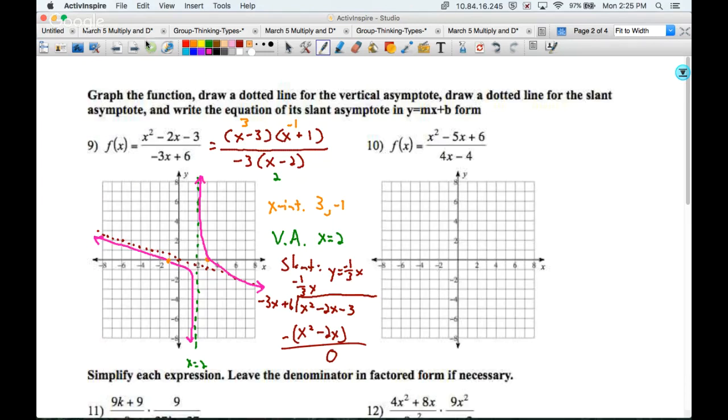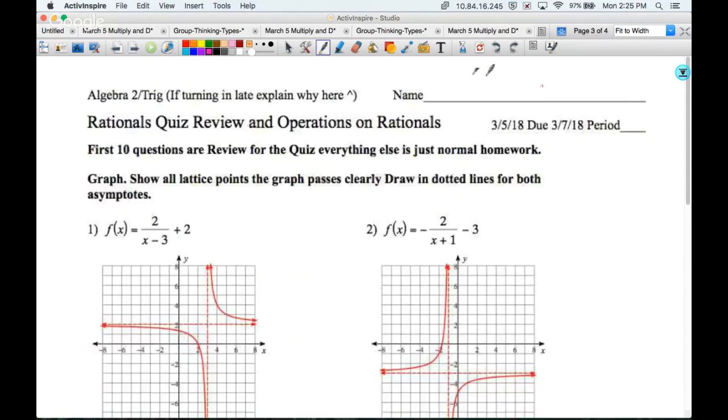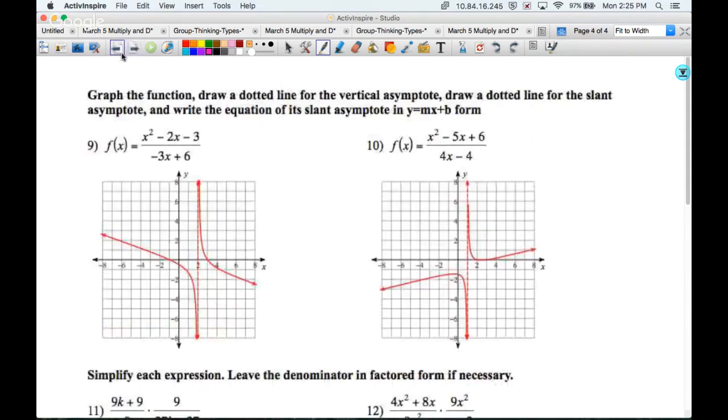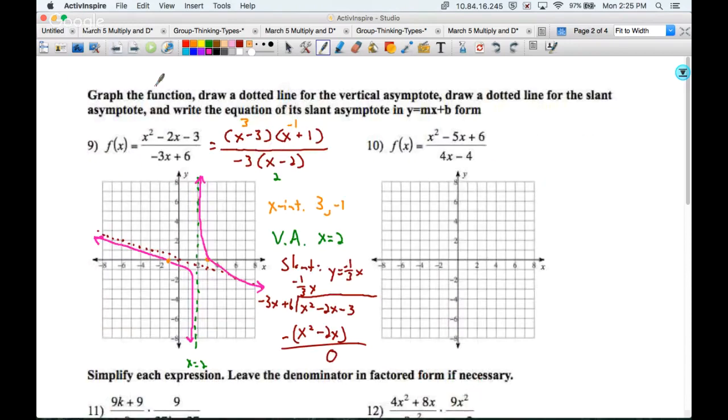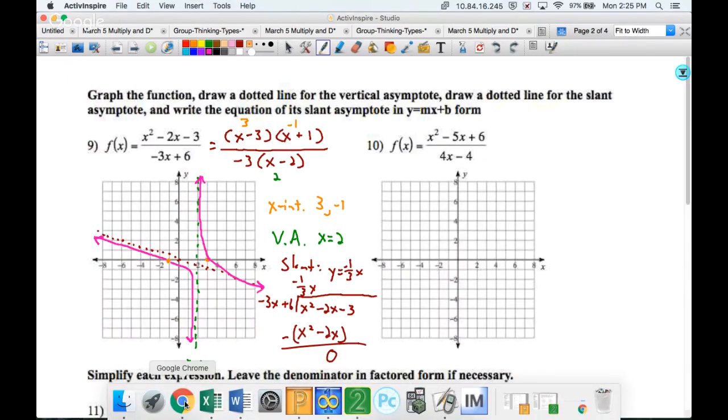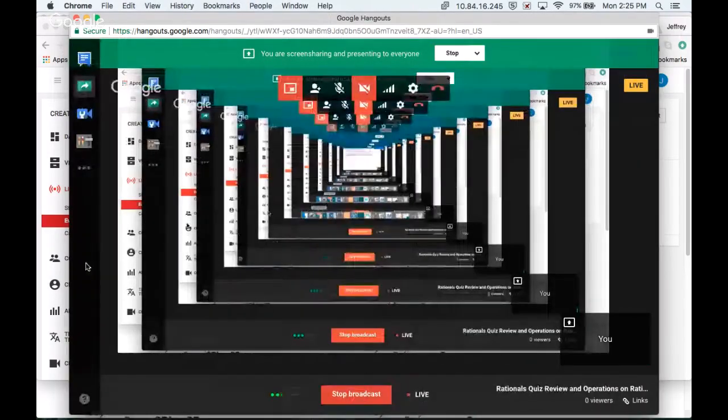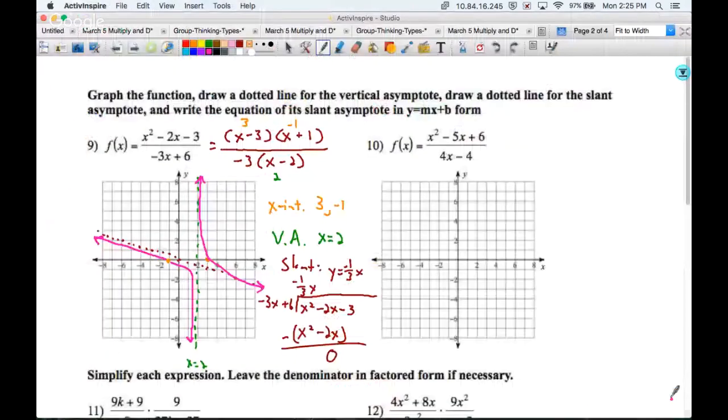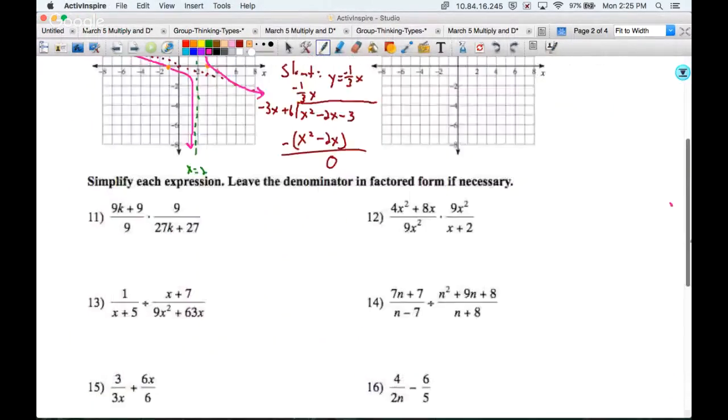Let me just check the answer key to make sure I didn't make it look too different. Yes, if you look at that, you look at mine, pretty similar. I like to see the dotted lines because that's how I know you knew what you were doing when you graphed this. All right, just make sure this video is working. That looks right. It's good to double check.